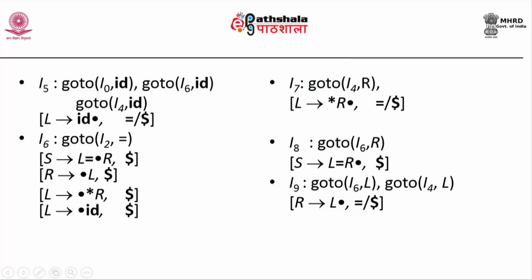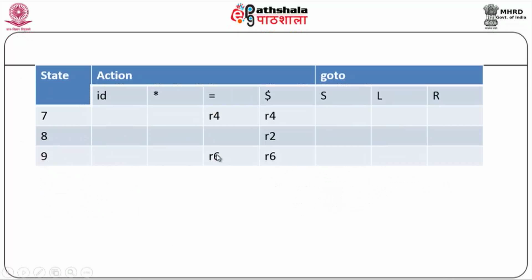So here I9 is a problem. If I look at I9, the entry corresponding to I9, I have got here at equal to and dollar, I have got R6 as a reduction. So again there is no problem here, there is no reduce conflict here, nor is there a shift reduce conflict here. So I am basically fine with this implementation.